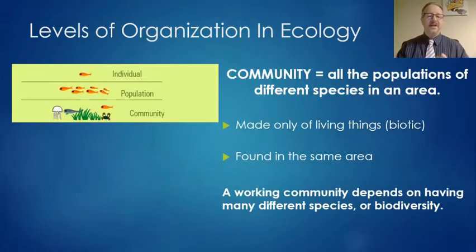Now, they all also need to be found in the same area or they're not really a community. Your community, whatever neighborhood you live in, is not a community with a community out in Palo Alto, California, or Detroit, Michigan. Those are going to be different communities because they are living in a different area. So you do have to be found in the same area to be considered a community. Now, a working community, one that's functioning well, depends on having lots of different species. This is what we call biodiversity.